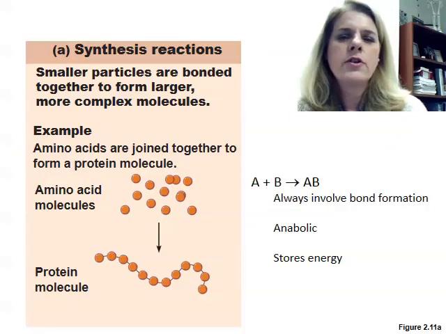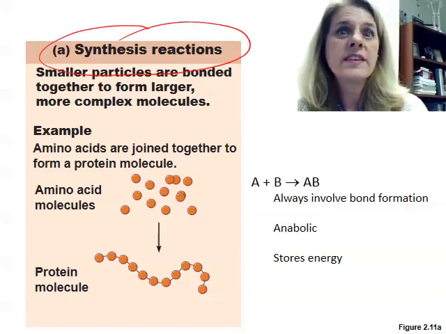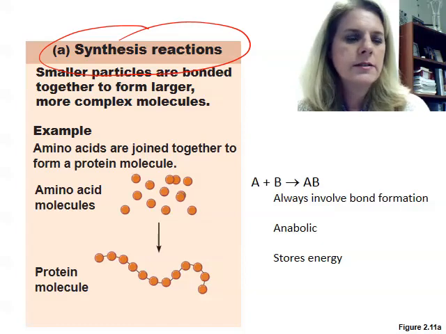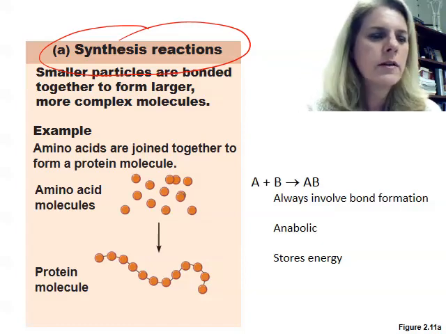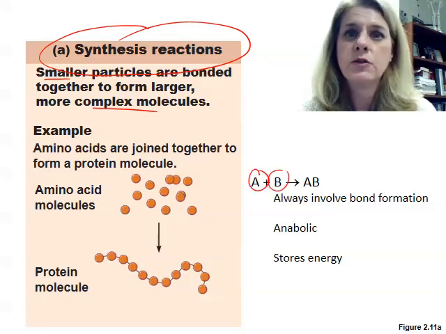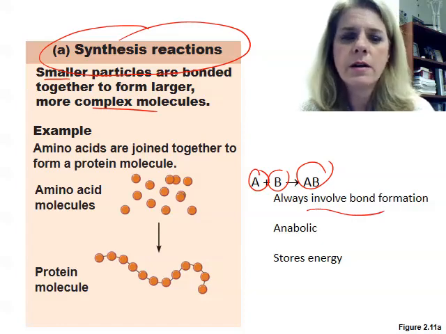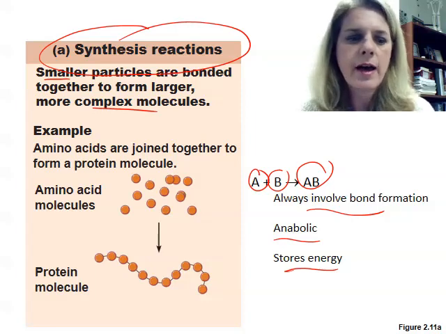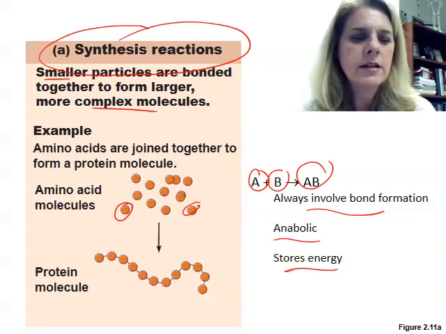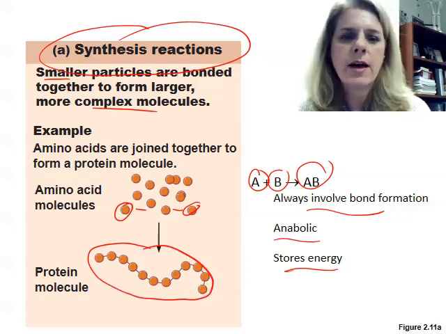Okay, so one of the first types of reactions we're going to talk about is a synthesis reaction. So when you synthesize something, you make something. So this is when you take something small and make something more complex, make something big. So A plus B, two small somethings make a big something. So this is making a bond, this is anabolic, and this is storing energy. An example of that would be to take amino acids. If you take those and add those together, you get a protein. So a protein is simply a long chain of amino acids.